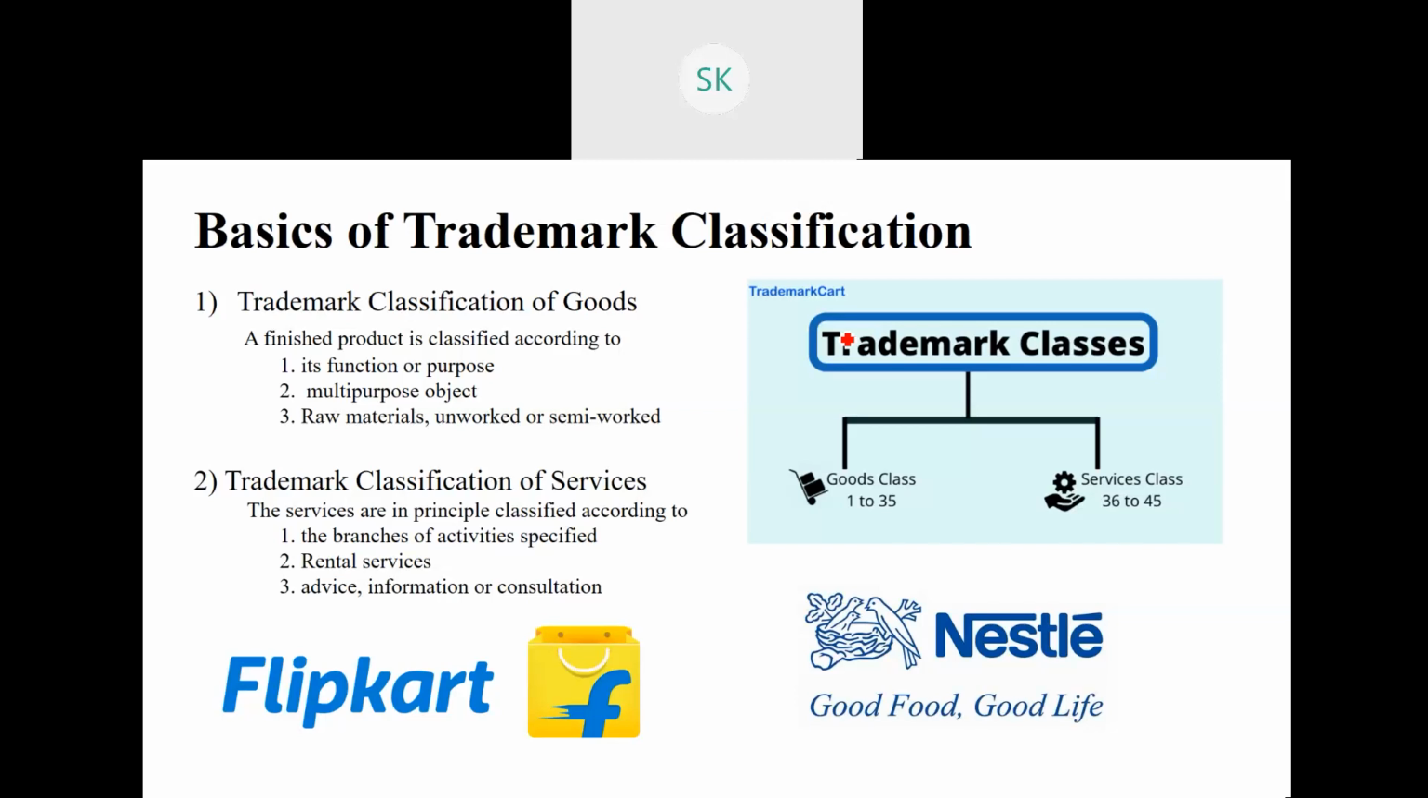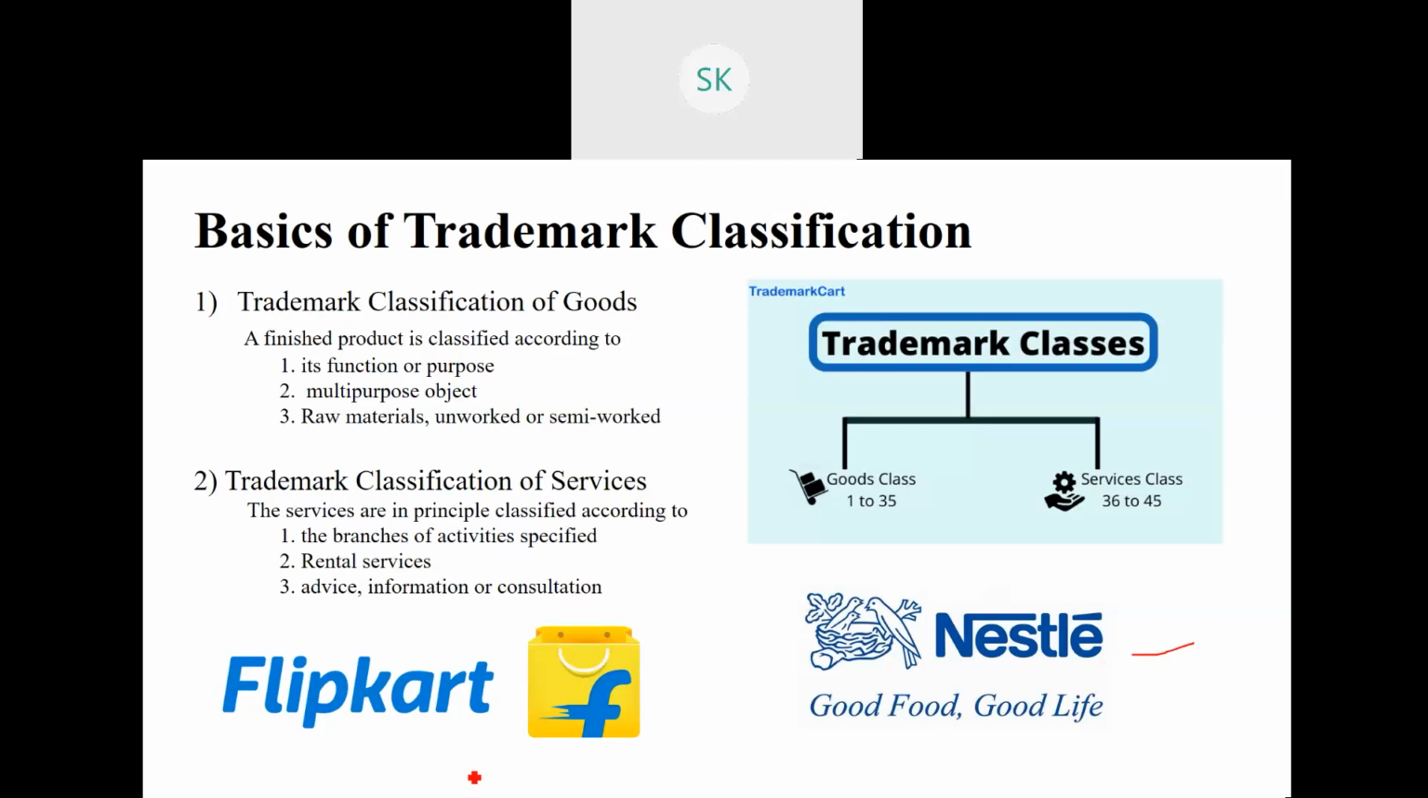Then for example, we have here Nestle. Nestle is a popular brand whose product is Maggie. So here we can see it has a trademark. Nestle actually produces, or manufactures, Maggie, which is a good. So the Nestle trademark comes under the goods classes of trademark classes, though it may belong from 1 to 35, but it is a part of the goods classes.